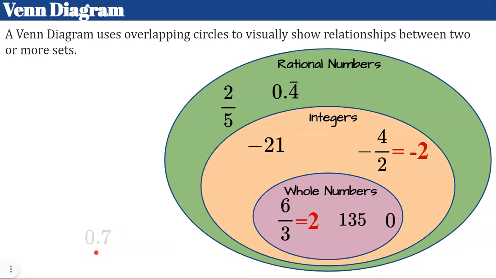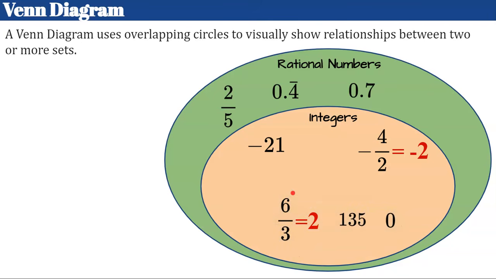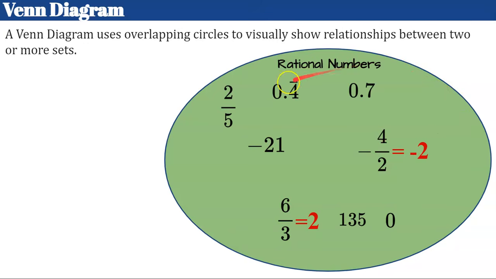0.7 is also a rational number. It cannot be simplified to an integer. Now I want to talk a little bit more about our Venn diagram. So if I take away my whole number circle, this is still accurate. So it might not be as specific as I had it before, but all of these values are also integers. And if I take away my integer set, now all of these values are in the rational number circle.